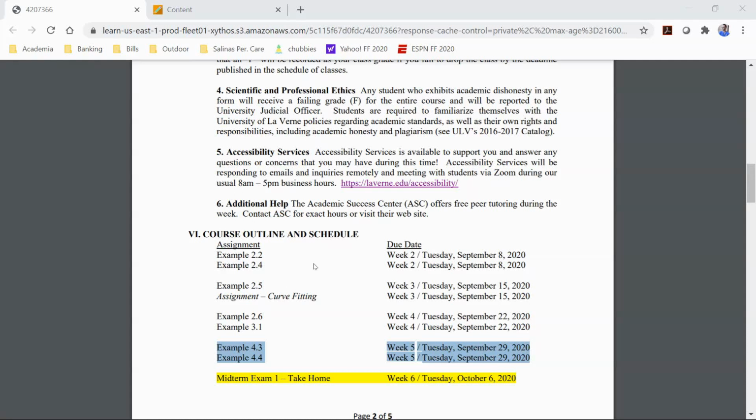So I made the midterm 1, obviously, which I'll post a little bit later, and I also made a practice exam, which we're going to go through right now to prepare you for the exam.